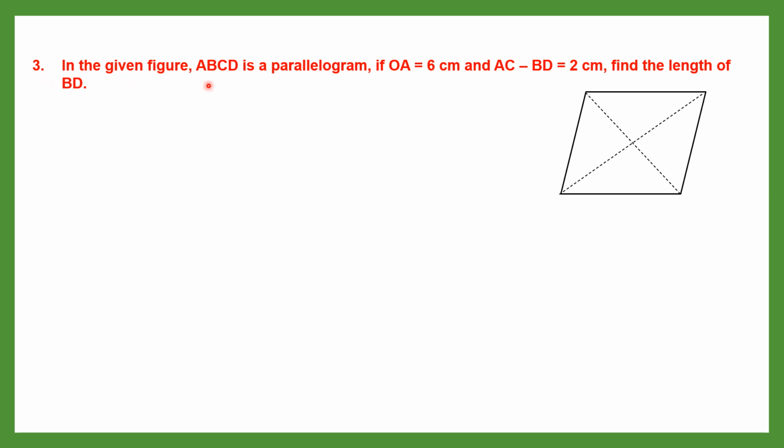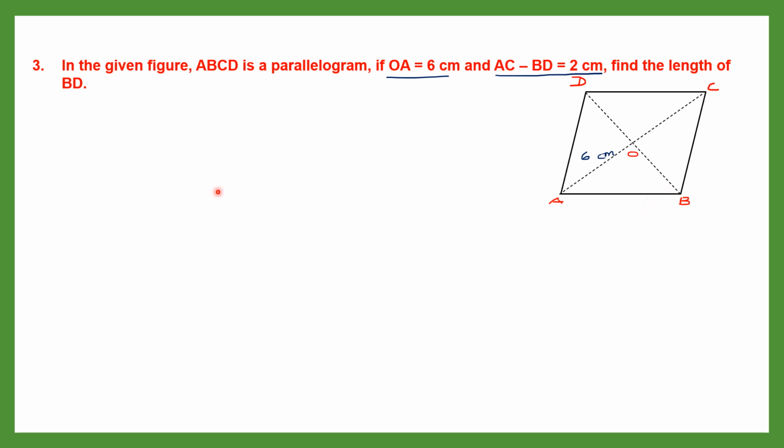Question 3. In the given figure, ABCD is a parallelogram. So we have the parallelogram here, ABCD. Now let's continue. If OA is equal to 6 centimeters, this much is 6 centimeters, and AC minus BD is 2 centimeters. So that is an equation that we need to keep in mind. Now we have to find the length of BD, this diagonal. So that is what we've been asked to find.